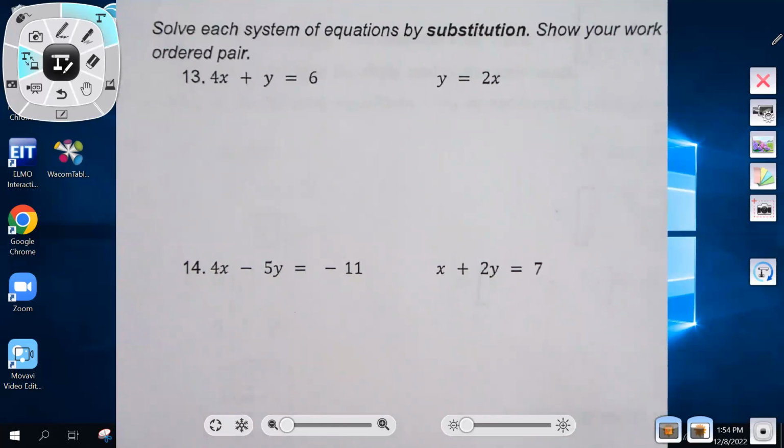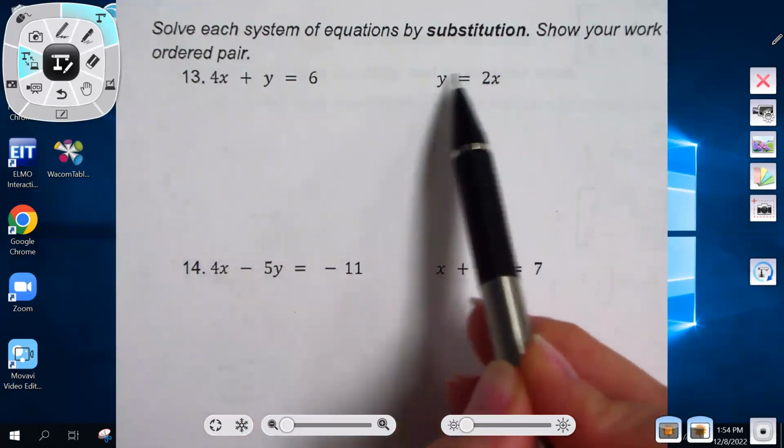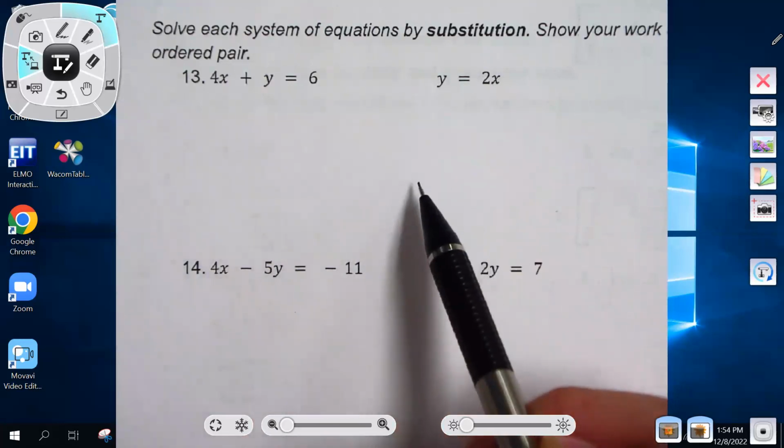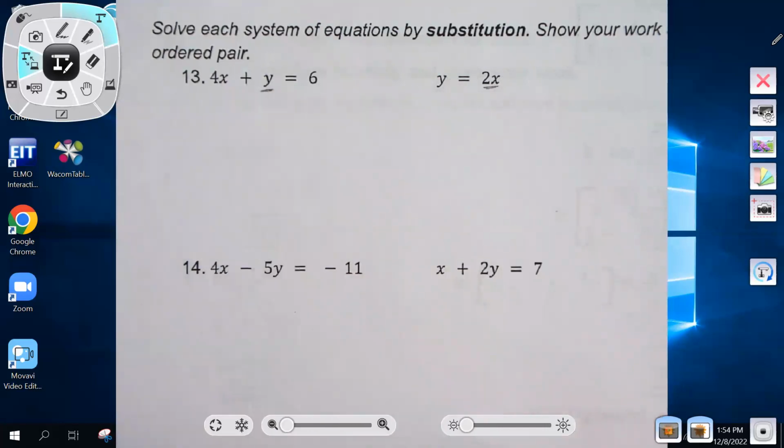Number 13. We're solving the system of equations by substitution. So substitution means you're solving for one of the variables and then you're plugging that in for that variable in the other equation. This second equation is already solved for y. So I'm going to use this 2x and substitute it in for this y in the other equation.